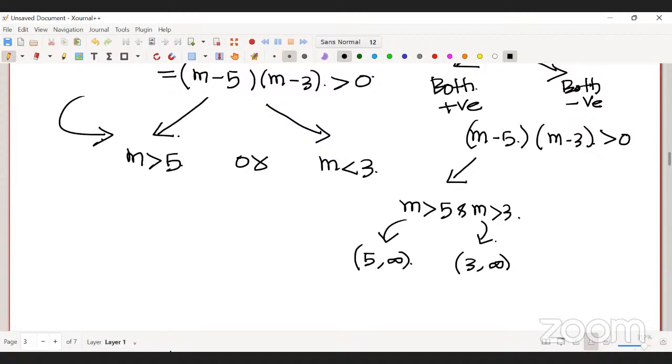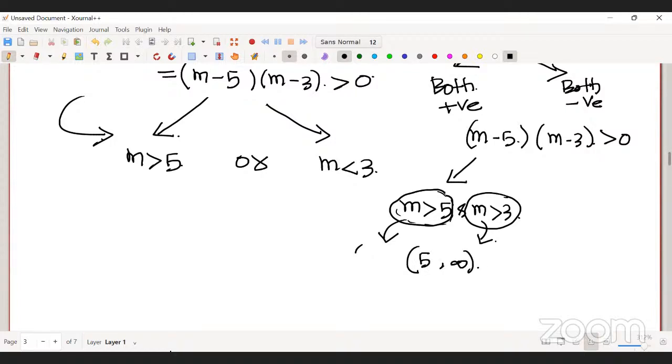Because I want both of them to be positive, right? If I take this region, this is true, but this is not true. But I want both of them to be true. If I take m greater than 3, this condition is positive but the other condition is not true. So I have to take the common region. If I take the common region, I will get m greater than 5, that is 5 to infinity.